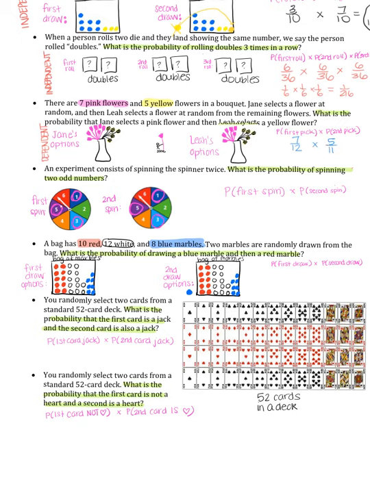So notice that the second probability's total was affected by the first probability's occurrence. Multiplying straight across, 7 times 5 is 35, and 12 times 11 is 132. My final probability would be 35 over 132.